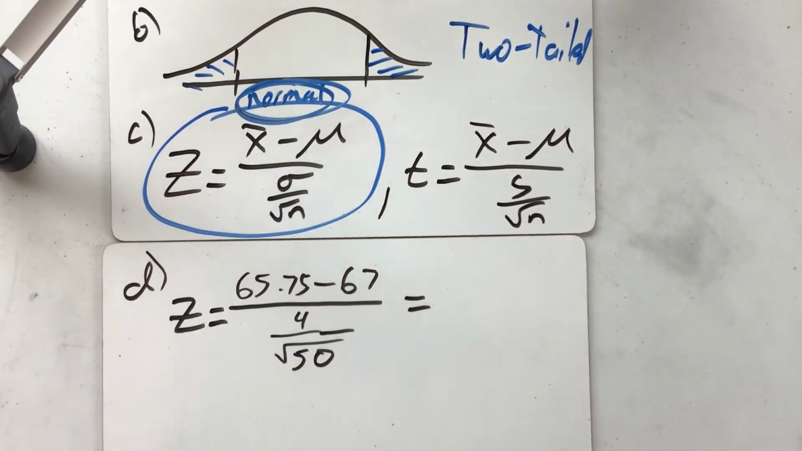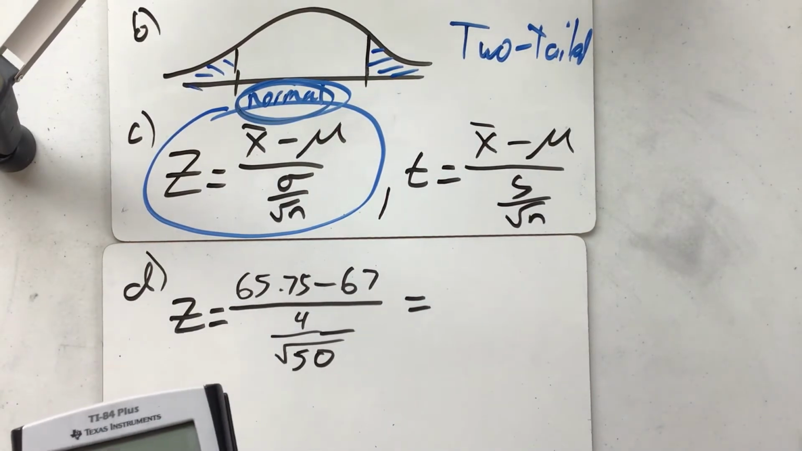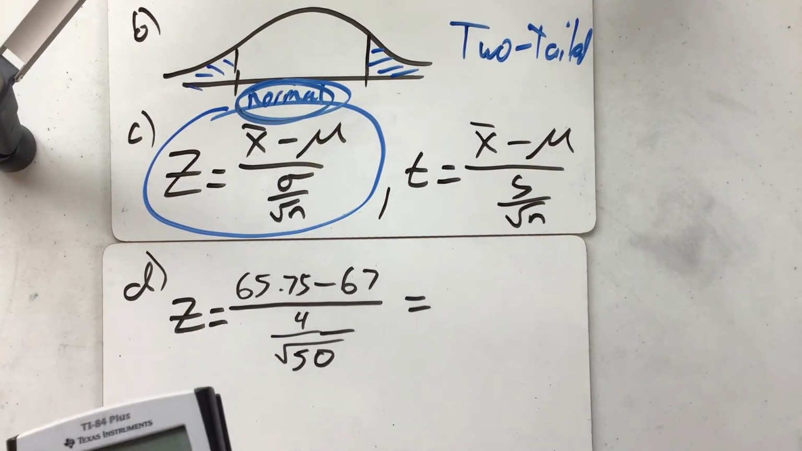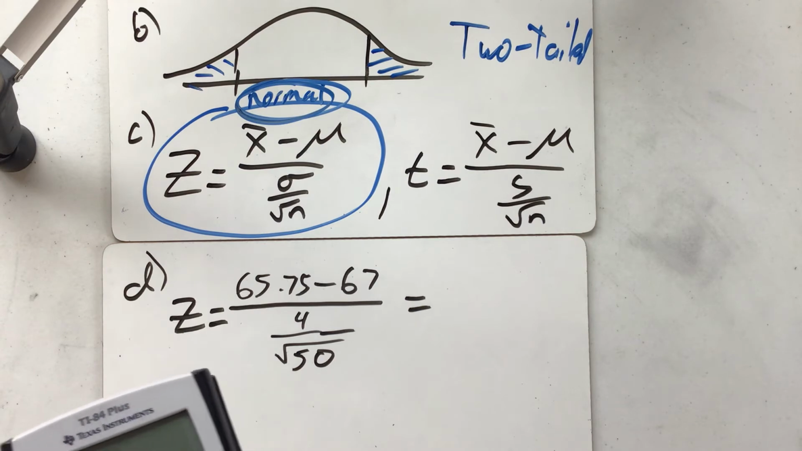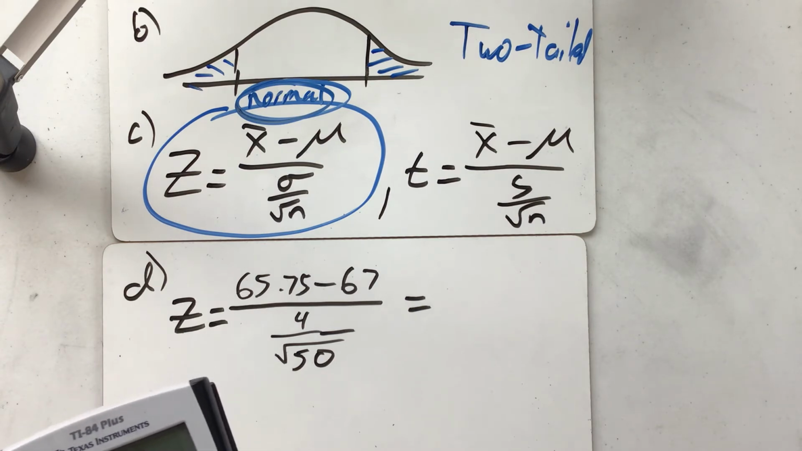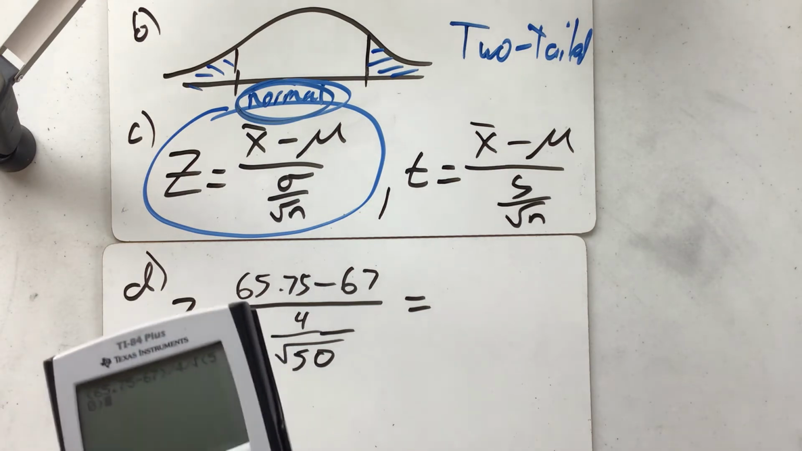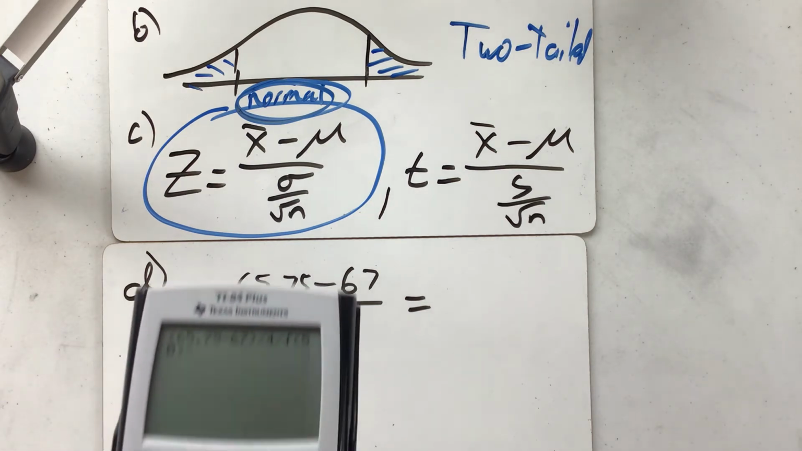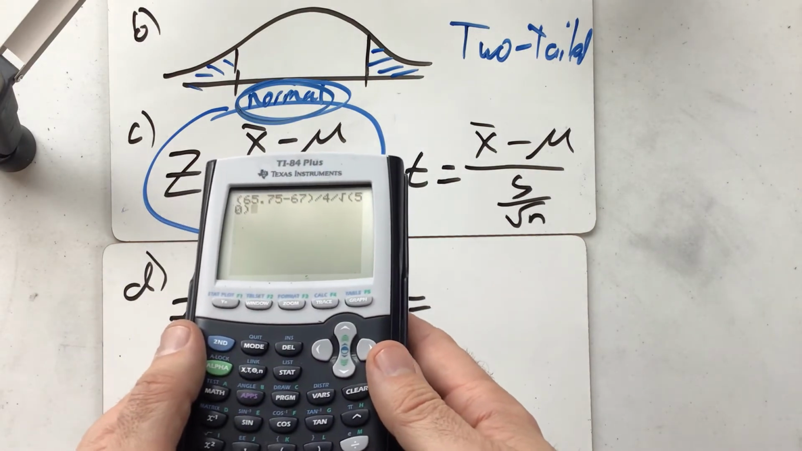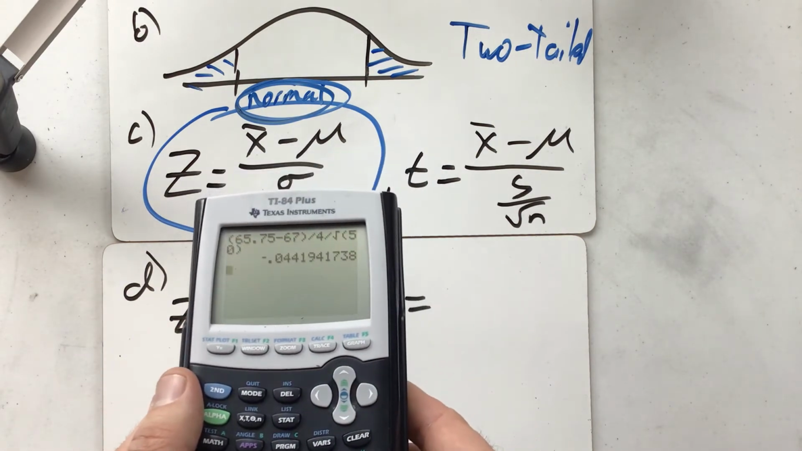But okay, let's type this into your calculator. As we type this in, I'm going to show you something that students will often do that gets it wrong. So first, we'll do 65.75 minus 67, and then divided by 4 divided by the square root of 50. This is actually not going to be the right answer. This is often something that students will type in and get the wrong answer.